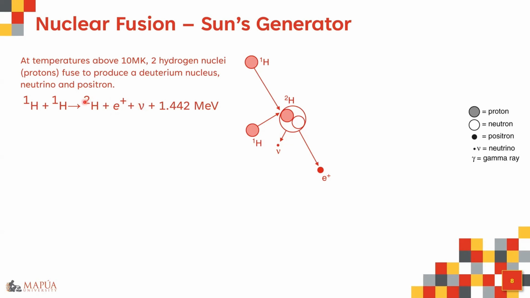And the difference in the masses between the two hydrogen nuclei and this product is equivalent to 1.442 mega electron volts. So this is actually computed using what you learned from your nuclear physics class. So how is it computed?